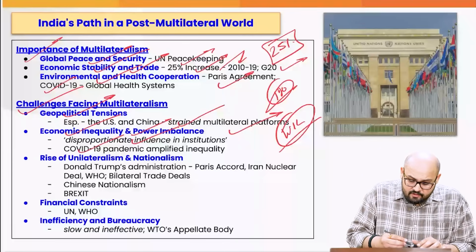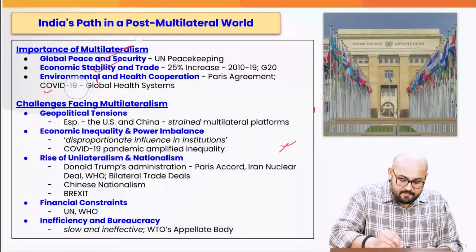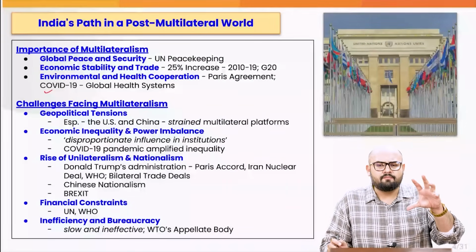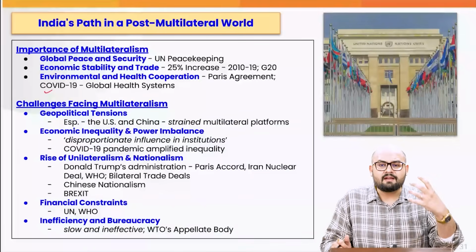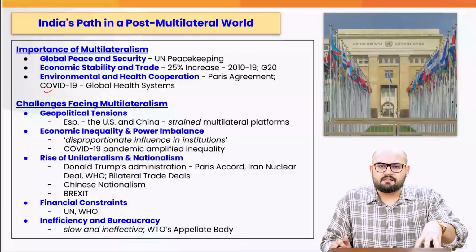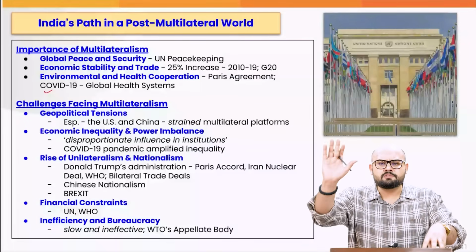Then we have the rise of unilateralism and nationalism. Again, we have Mr. Trump, and we have already discussed this. The Trump administration has been focusing on the revitalization of its own interests and the technological prowess of the US. And what President Trump says is that these international institutions are useless.